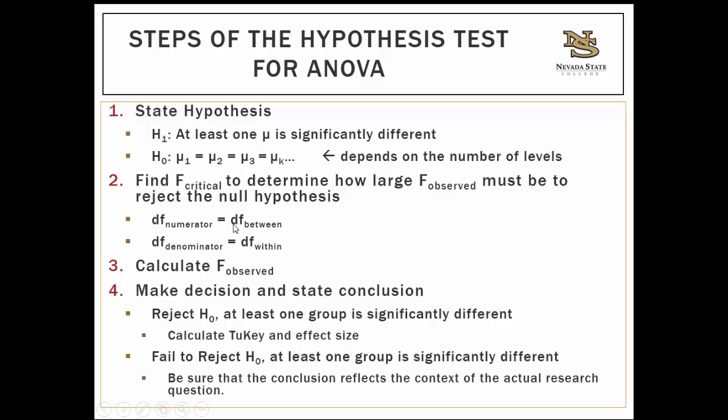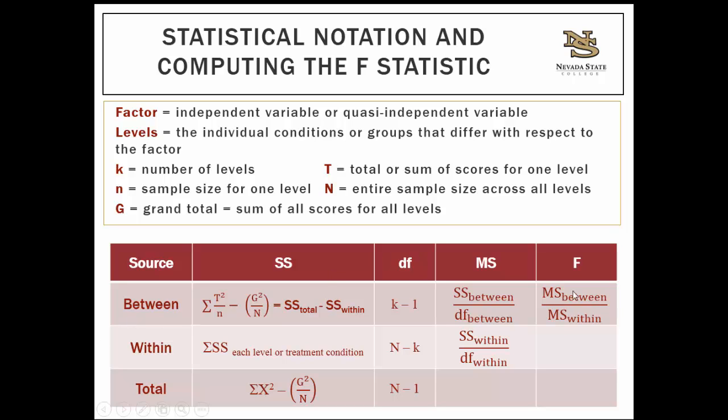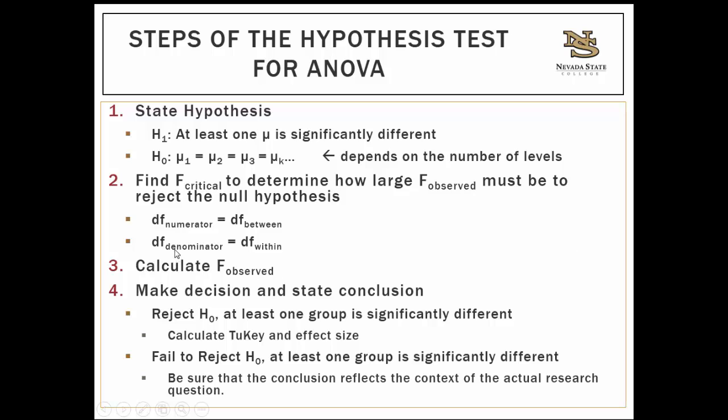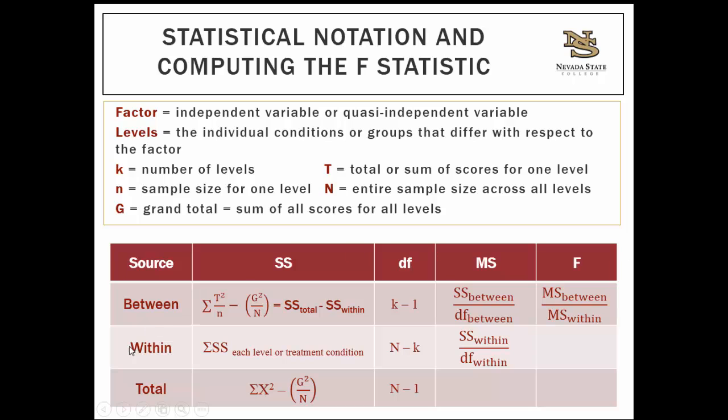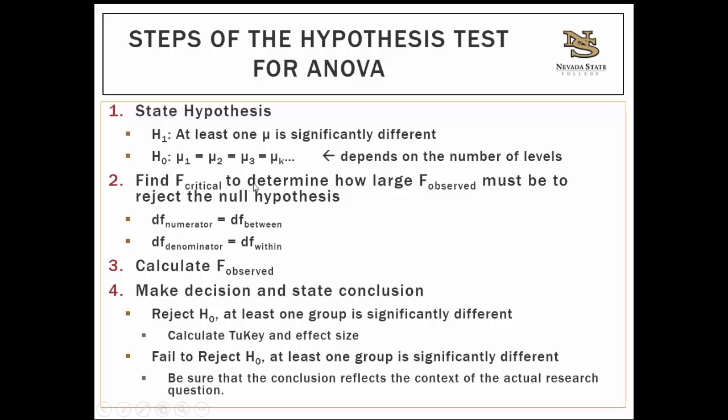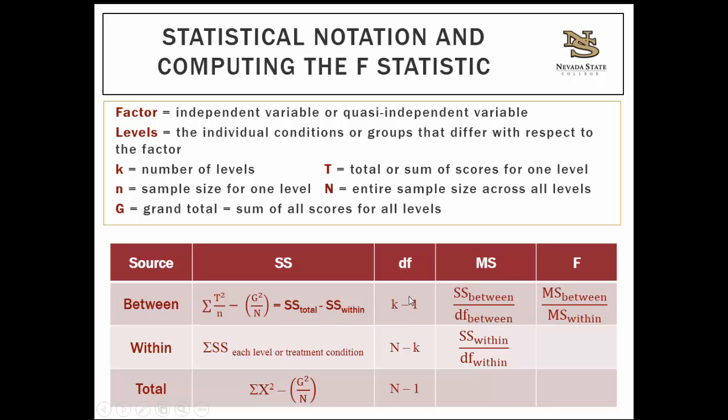Degrees of freedom numerator refers to degrees of freedom between, because that is the numerator of your F statistic, right? Between groups variance. Degrees of freedom denominator refers to degrees of freedom within, because the denominator of F is the variance within. So degrees of freedom numerator is k minus 1. Degrees of freedom denominator is n minus k. So I usually do step 3 of my hypothesis test first so I can get my degrees of freedom, and then I go back, state my hypothesis in step 1, and then find my critical value in step 2 using my degrees of freedom that I already calculated.